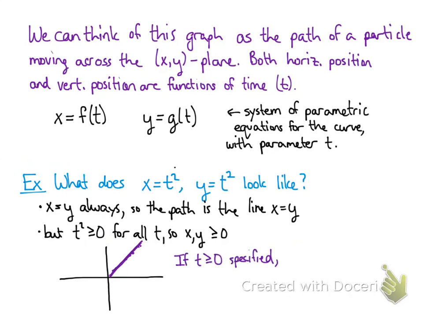Sometimes we restrict the t values, so if, for example, we specified that t had to be greater than or equal to 0, then the path would start at t equals 0, which is the point x equals 0, y equals 0, and it would move up and to the right faster and faster and faster, because as t increases, t squared increases even faster. So we'd start at the origin and move up and to the right with increasing speed.